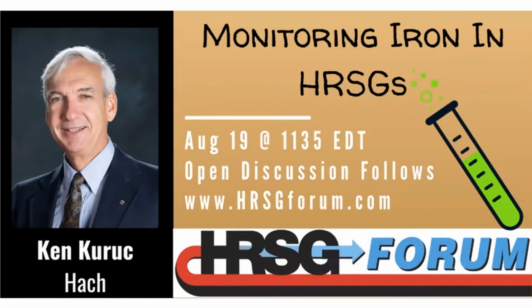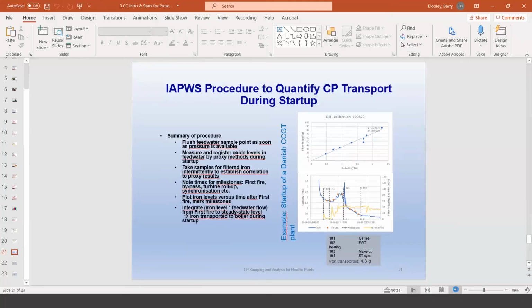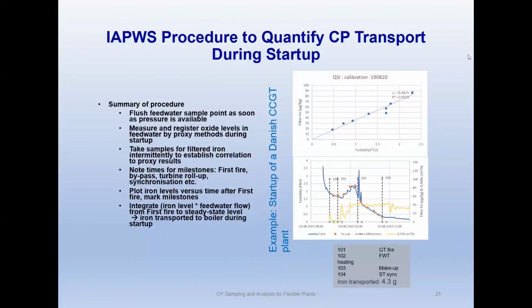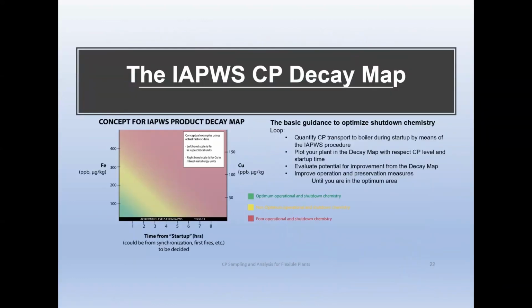Wayne, this is taken from the IAPS white paper, and you can see here this blue curve is the one that Ken was talking about using some proxy method. When you start up here, the iron levels are very high, and you can plot that onto a decay map like this. Where you ideally want that profile to be is in this green area at the bottom.